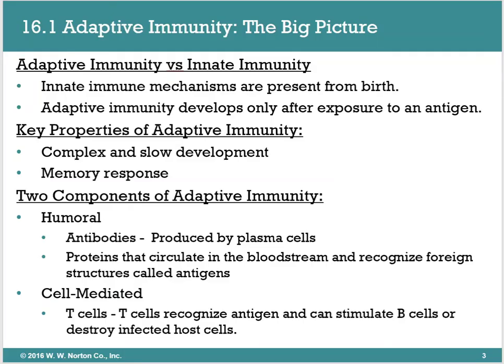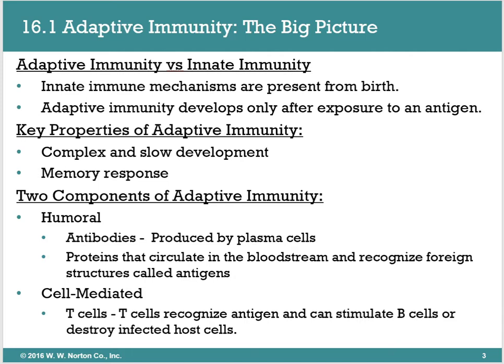So in the first video we talked about the innate immunity, which is less specific, whereas the adaptive immunity is definitely a lot more specific and a lot quicker. The innate immunity is present whenever you're born, whereas adaptive immunity does take time to develop after we've been exposed to an antigen or a pathogen.